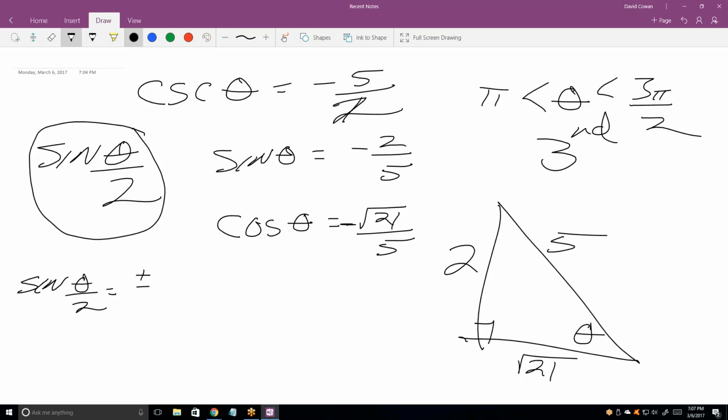Okay. Now let's apply our formula. It's plus or minus the square root of (1 minus cosine of theta) all over 2. So that's straightforward enough. Are we going to choose the plus or the minus sign? The minus sign. Well, this gets a little bit deeper. If theta is in the third quadrant, where is theta over 2?